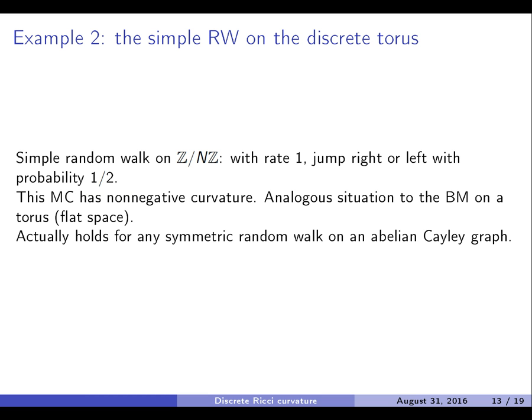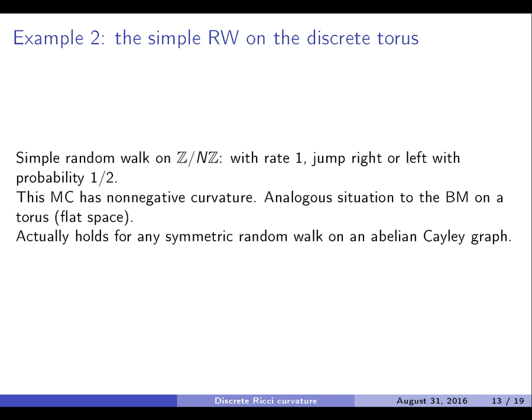The second example is the simple random walk on a discrete torus. So you're just on Z over nZ, and with rate 1, you jump right or left with probability 1/2. And this is like you're discretizing the torus. Indeed, just like the torus has non-negative curvature, this Markov chain also has non-negative curvature, so this is still coherent. And indeed, these tori are what plays the role of flat spaces. They're like the reference space with constant zero curvature.